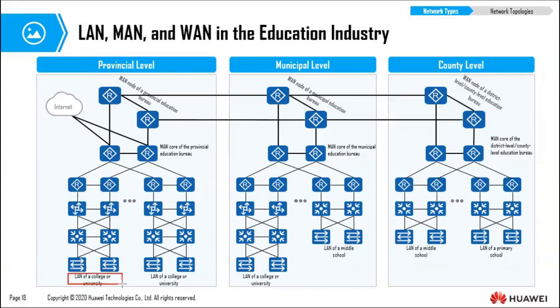So as you can see, for example, we have a LAN for a university or a college. LANs for a college or university are interconnected together. You can see for every LAN, it's layered. Are you seeing the access layer? Then we have the aggregation layer. Then we have the core layer. Are you together? Yeah. Then from the core layer, you interconnect to the ISP.